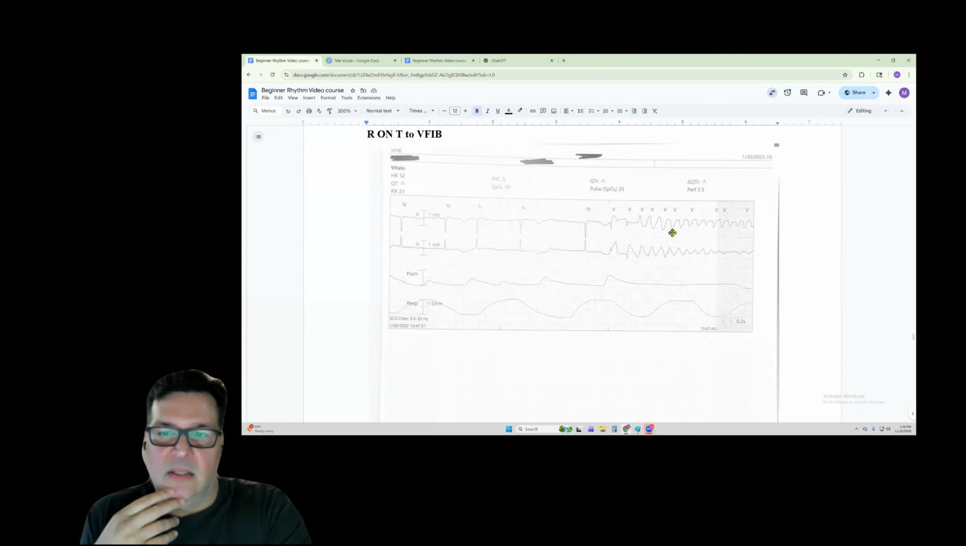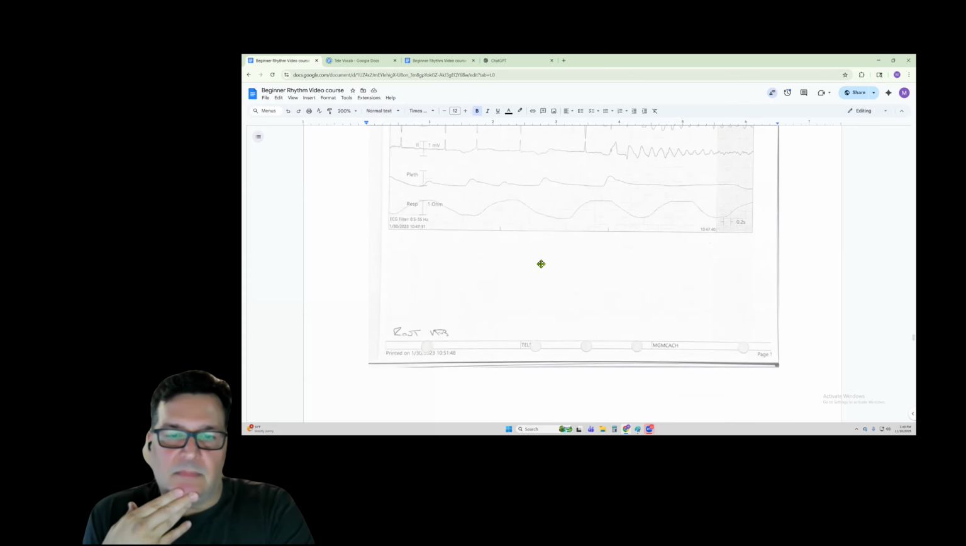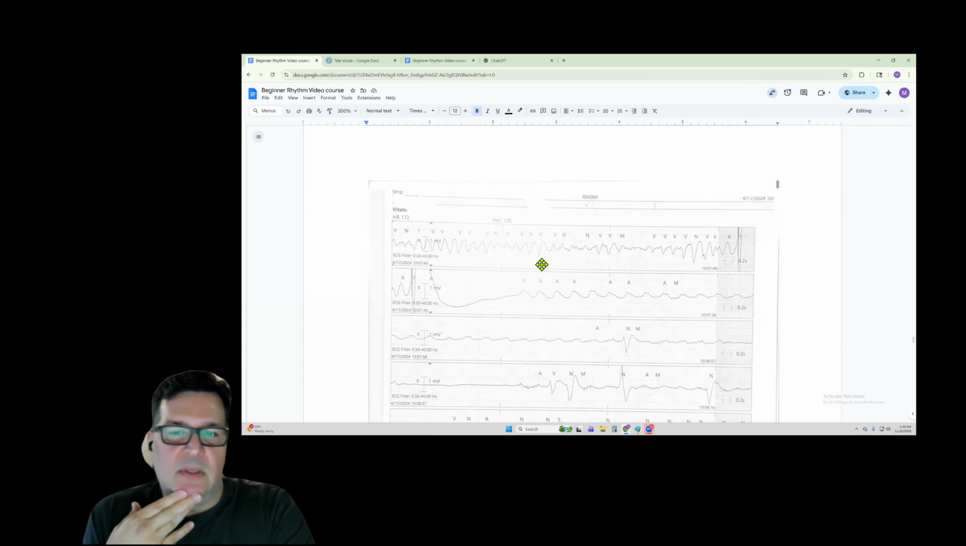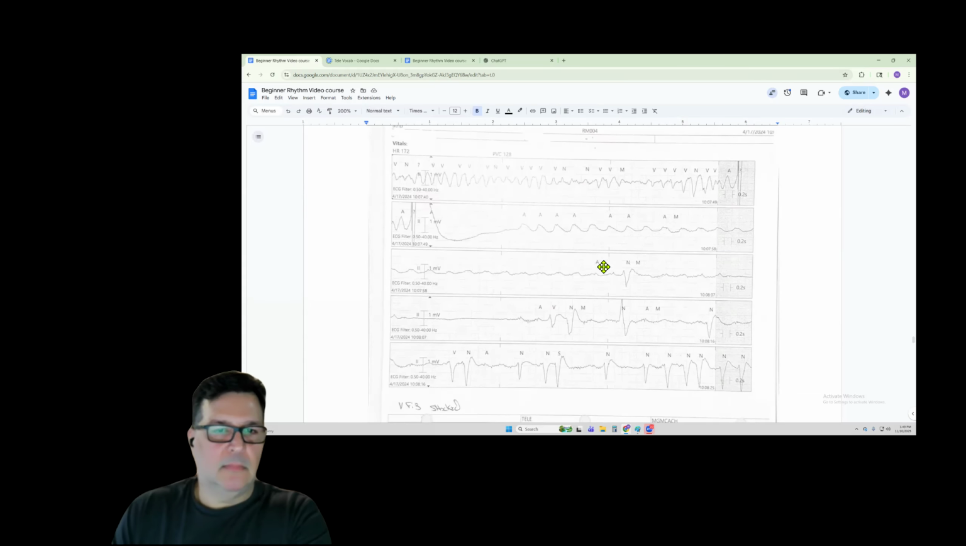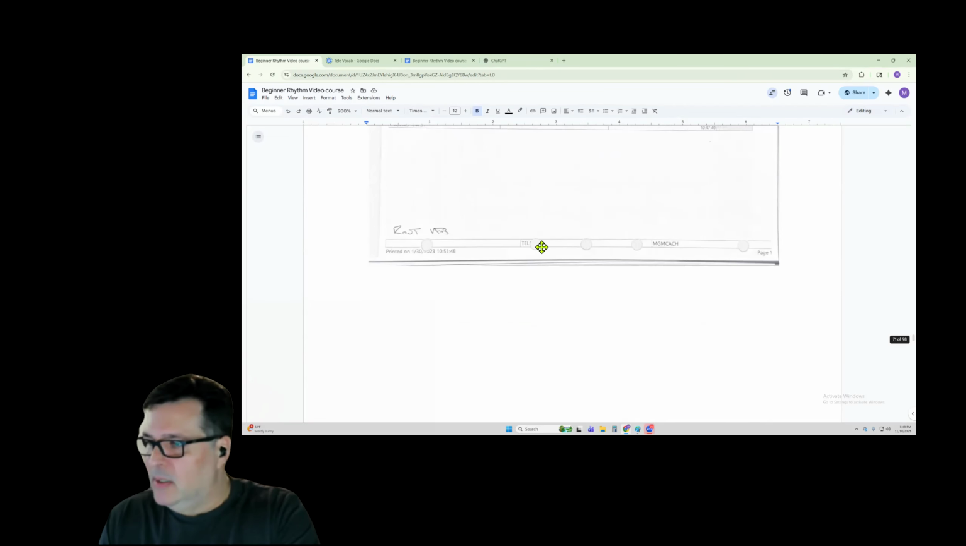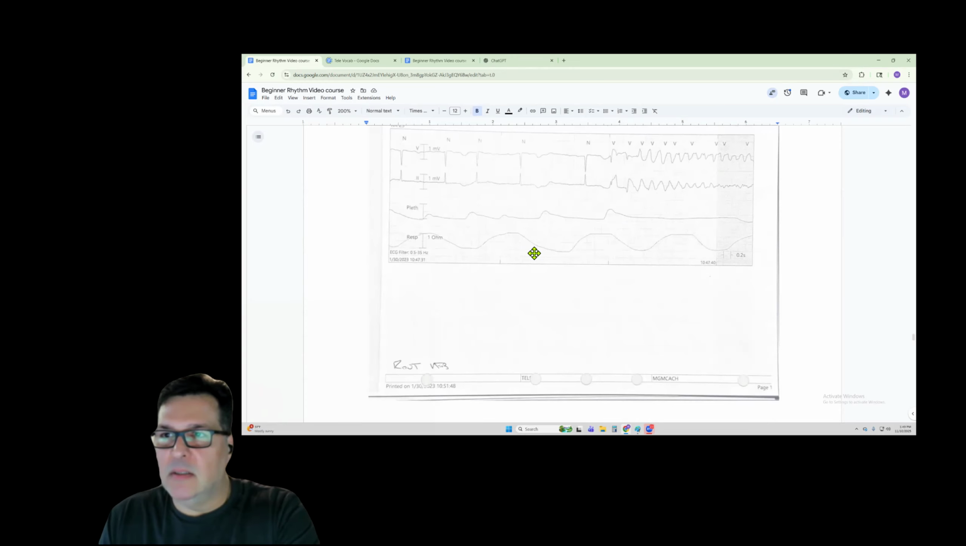Where this looks ugly and is starting to smooth out, it will probably go into VFib. It still has some organized contraction through here. I think this continues. Yeah, like see this stuff right through here? It's getting to the VFib area. I mean, we just talked about this, but it's not on my list.